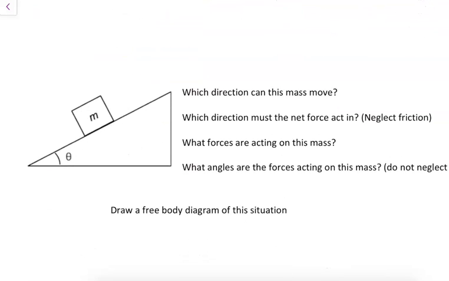This mass is sitting on an inclined plane that has an angle theta above the horizontal. The only force that's acting on this is gravity. Let's neglect friction just for the sake of ease. And first, which direction can this mass move? Well, it's either going to move down the slope or up the slope.